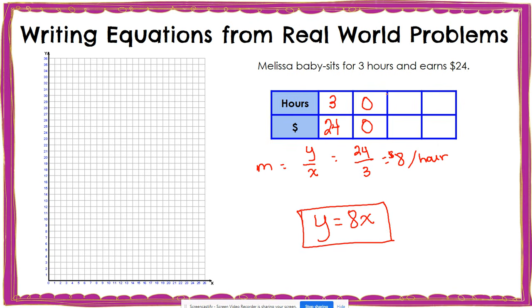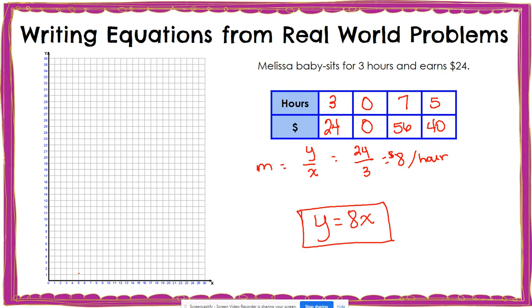To figure out some other points for my graph, I can plug in various x values and find the corresponding y value. So if I want to know how much Melissa earns for 7 hours, I would plug that in for x. Well, 8 times 7 would give me 56. If I want to know how much Melissa earns for 5 hours, I would plug 5 in for x. 8 times 5 would give me 40.